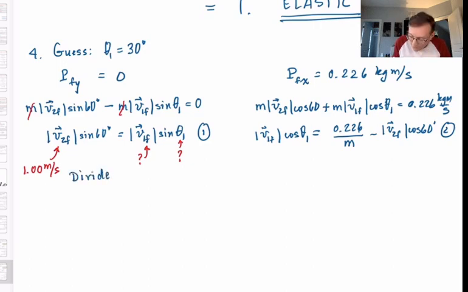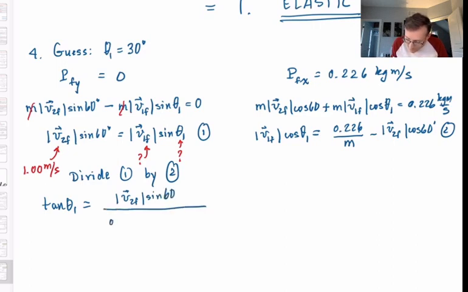I'm going to divide equation 1 by equation 2. You divide left side by left side and right side by right side. When I do that, well, I should have written them. Well, yeah. So the v1 final magnitudes cancel, and on one side I have tan theta 1. On the other side I have v2 final magnitude sine 60 over 0.226 over m minus v2 magnitude cosine 60.